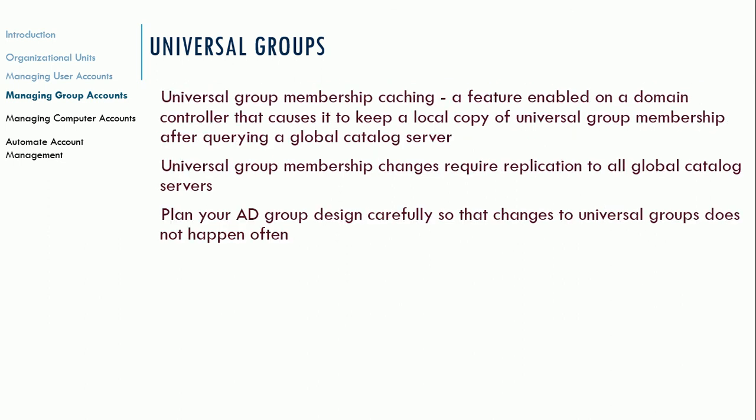So universal group membership caching is a feature that allows you to keep a local copy of universal group members after querying a global catalog server. In other words, if you're on one domain and you need information about universal groups which may permeate through other domains in the forest, you might want to cache that information, and that's what they're talking about here.